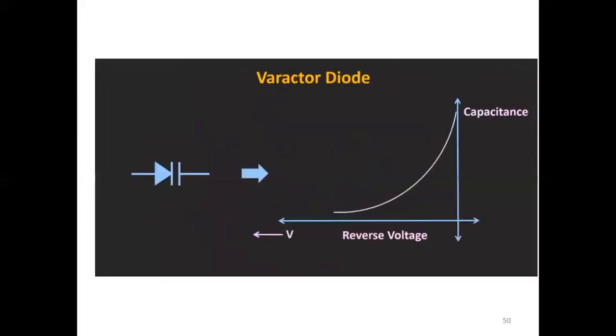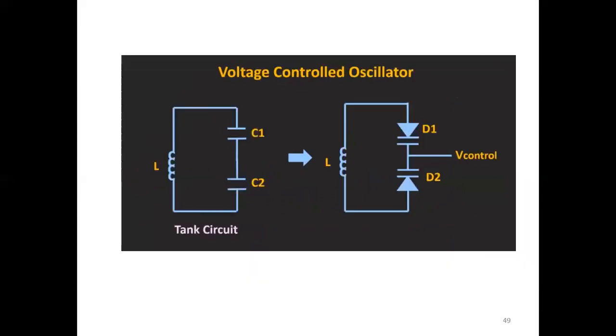We already saw the varactor diode concept. The varactor diode is connected with the capacitor also. When it is 1 it will be charged, and when it is 0 it will be discharged. These are the concepts used in the process.